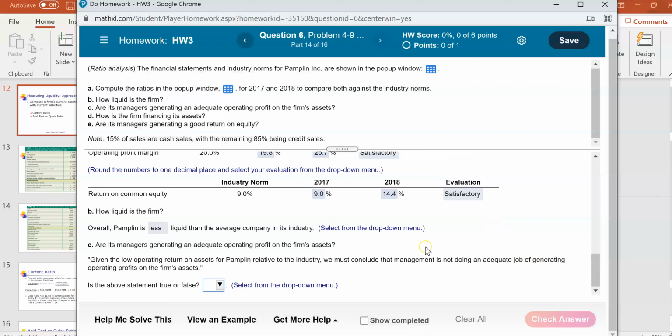Okay, and then part C: are its managers generating an adequate operating profit on the firm's assets?